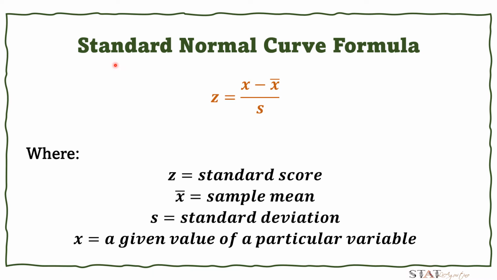So we have learned the z-score. The standard normal curve formula is z equal to x, that is your value, your observation, minus the sample mean over your sample standard deviation, where z is your standard score, x bar is your sample mean, s is your sample standard deviation, and x is a given value of a particular variable.